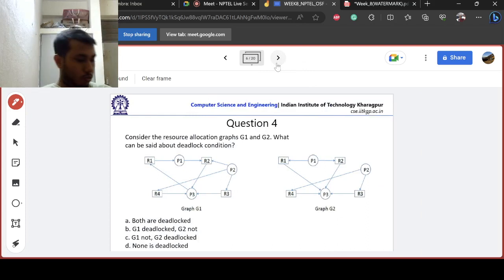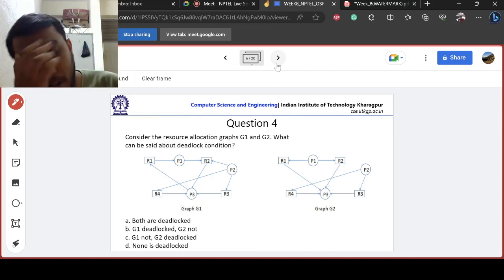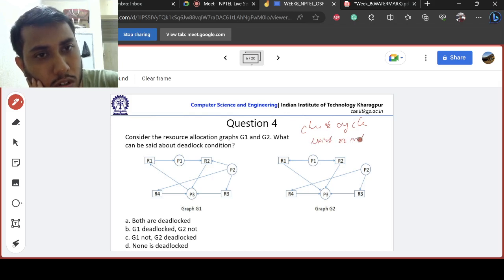Now let's come to question 4. Again the same thing. Consider the resource allocation graphs G1 and G2. What can be said of the deadlock condition? So in each case you need to check whether a cycle exists or not.